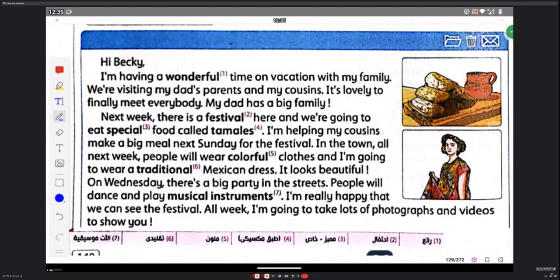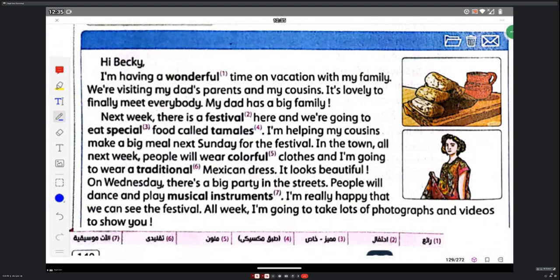Hi Becky, I'm having a wonderful time on vacation with my family. We're visiting my dad's parents and my cousins. It's lovely to finally meet everybody. My dad has a big family. Next week there's a festival here and we are going to eat special food called tamales. I'm helping my cousins make a big meal next Sunday for the festival. In the town next week people will wear colorful clothes and I'm going to wear a traditional Mexican dress.